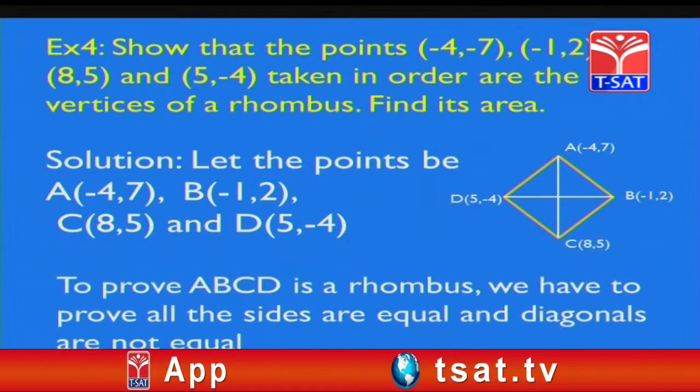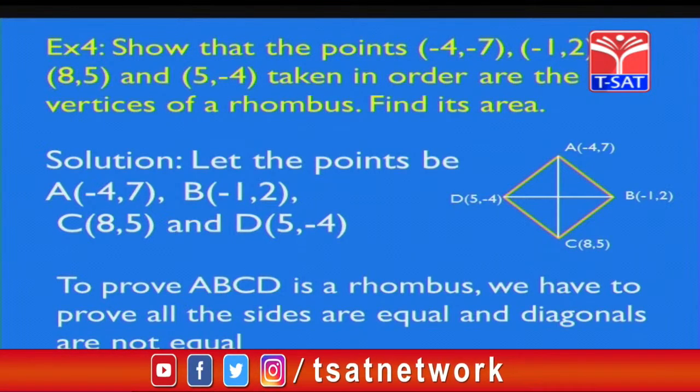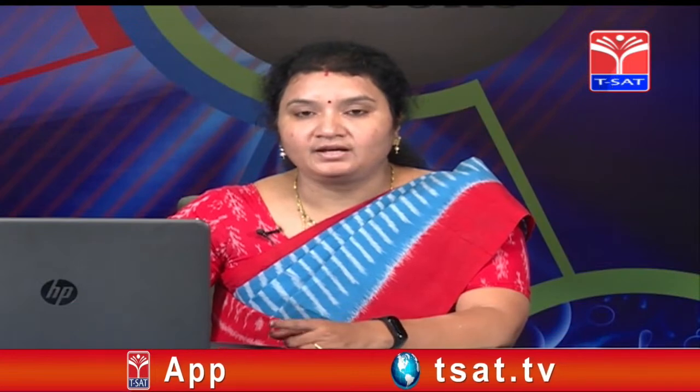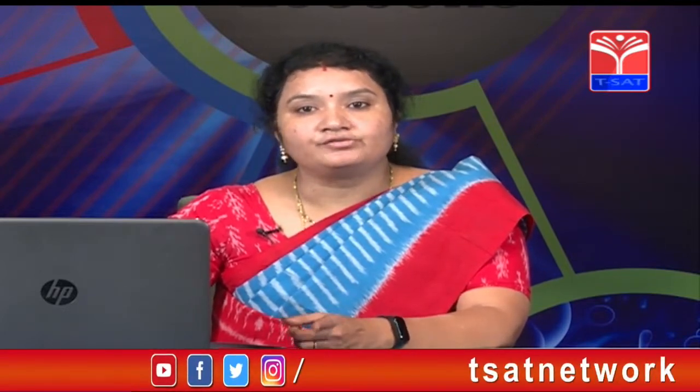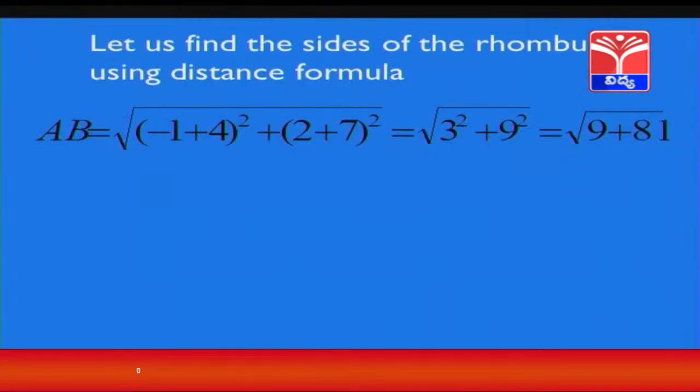To prove ABCD is a rhombus, first we have to prove all the 4 sides are equal and the diagonals are not equal. When we compare this to a square, in a square also we have all the 4 sides equal, but the diagonals are also equal in a square, whereas in a rhombus all the 4 sides are equal, but the diagonals are not equal. Find the sides of it.